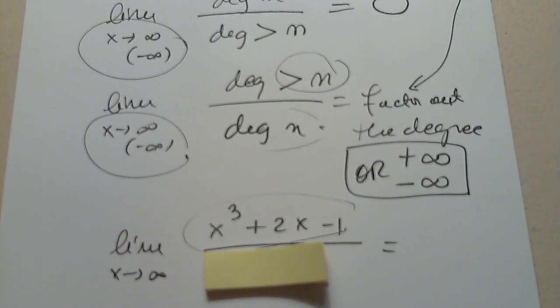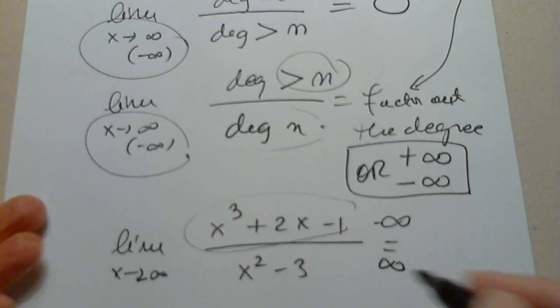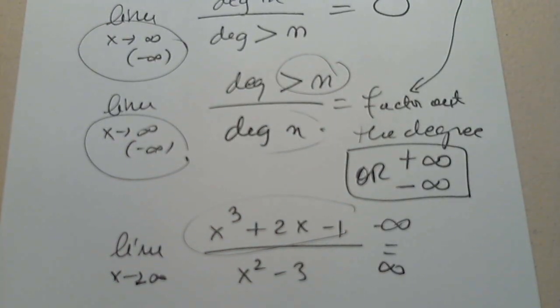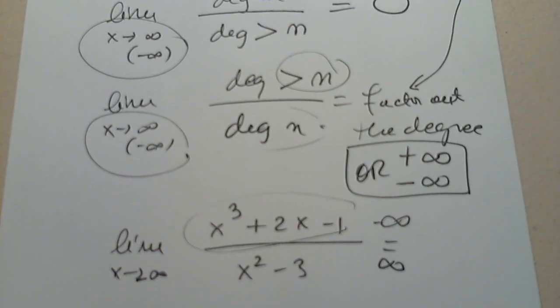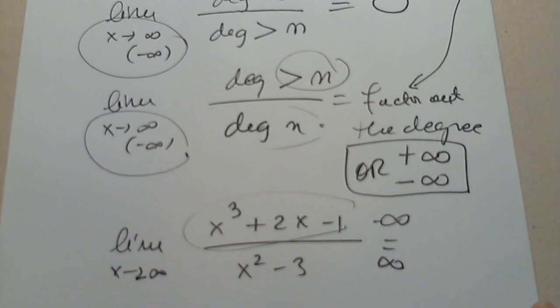Since the numerator has the higher degree, I'm going to guess this is going to be negative infinity. And of course, the first step, I have to show this is negative infinity over infinity. It's an indeterminate case. There is no guarantee. Yes, that is the absolute first step. I have to do that.